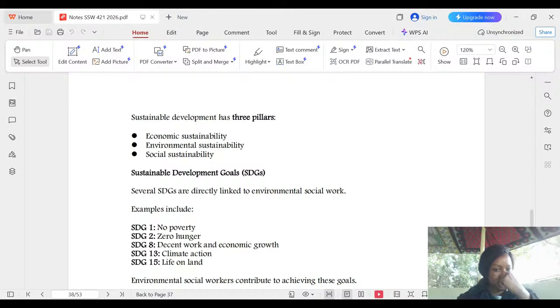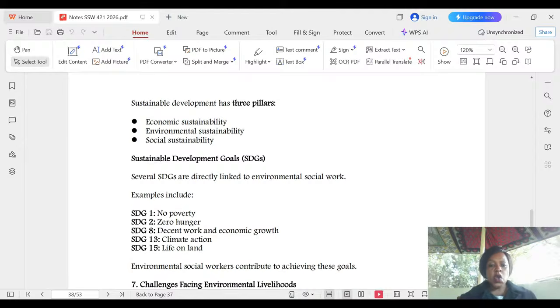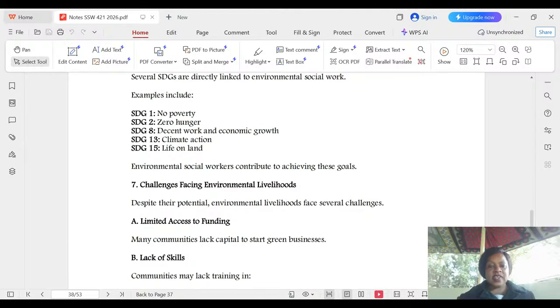Let's look at sustainable development goals. Okay, which ones are linked to environmental social work? So these will guide you in your practice. SDG 1 is the goal to ensure that we don't have poverty. There's no poverty in the world. SDG 2, zero hunger, that everybody has enough to eat. SDG 8, decent work and economic growth. Okay, economics. SDG 13, climate action, so the environmental aspects. SDG 15, life on land, again, the environmental aspect. So you're going to be contributing to achieving these goals as an environmental social worker.